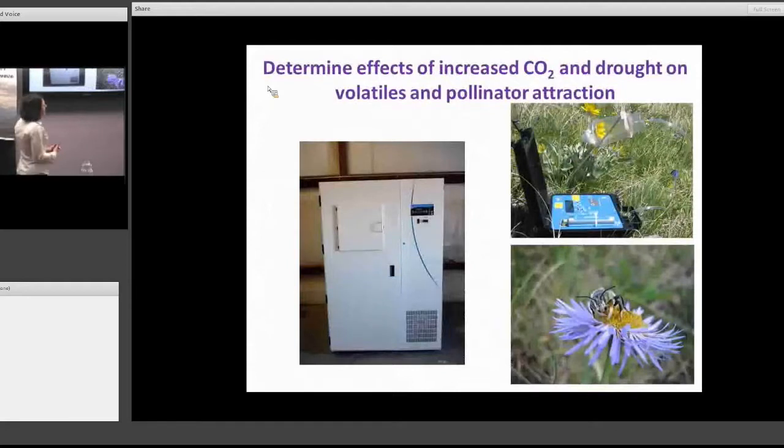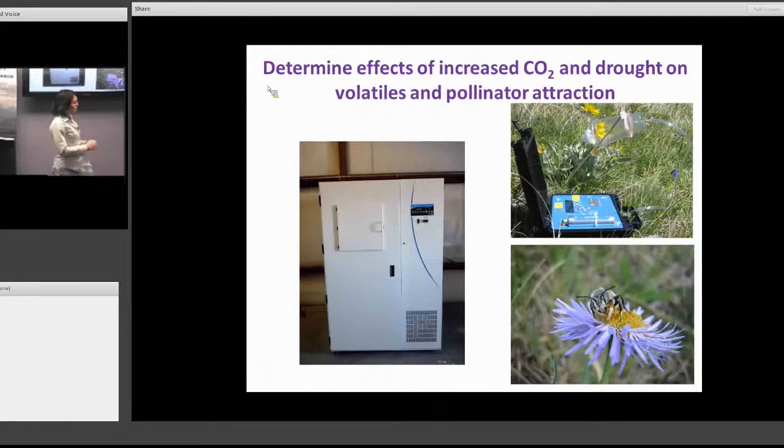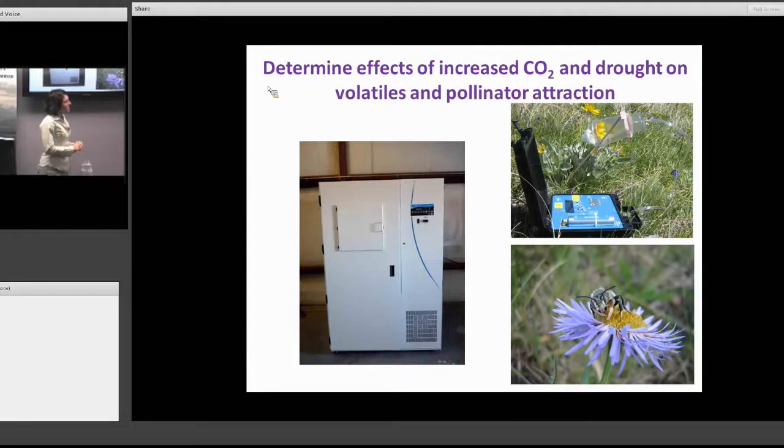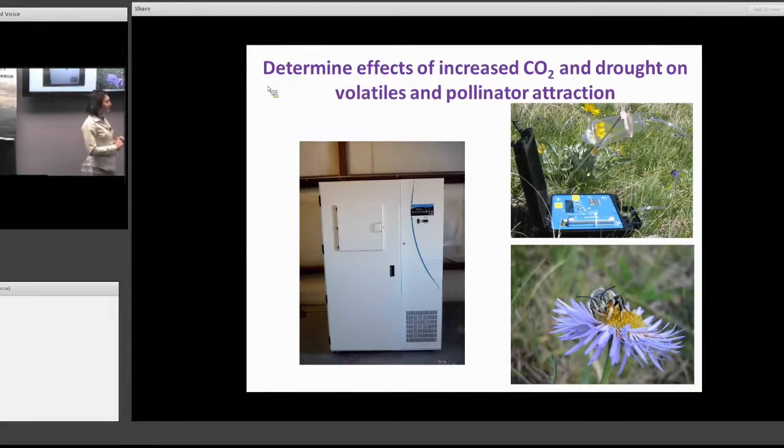So our next step here is to grow plants in growth chambers, different forb species under enriched CO2 in combination with drought. We would like to be able to manipulate temperature as well, but we don't have enough space in growth chambers, so we're going to focus on CO2 and drought for now, assess their volatiles, and bring those plants out into the field to see which bee species might visit them in comparison to control plants.